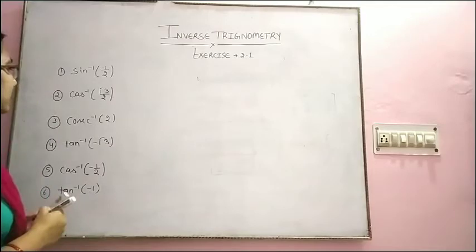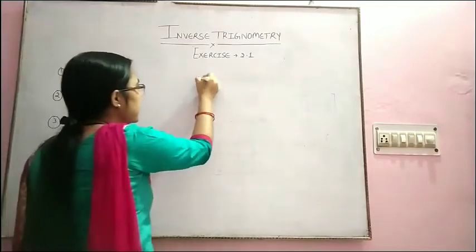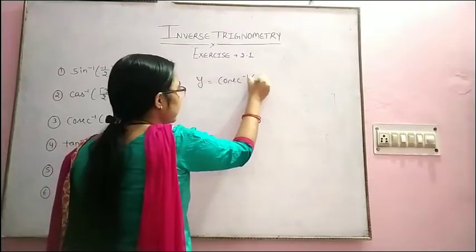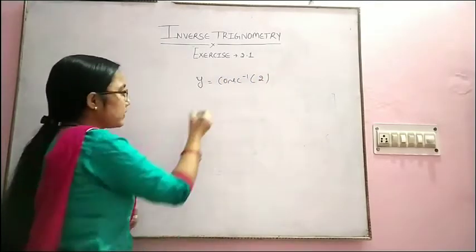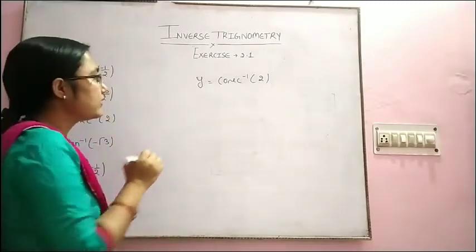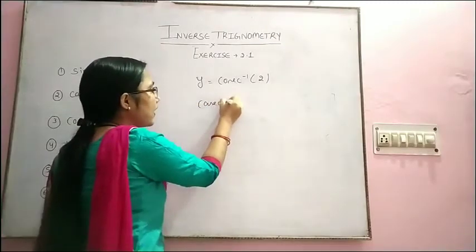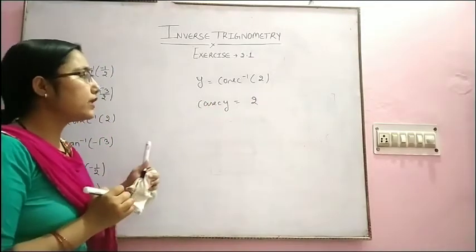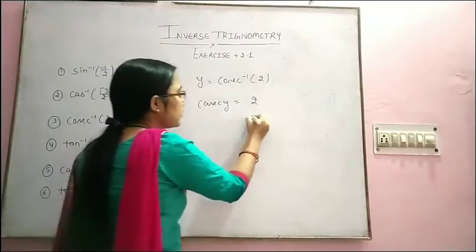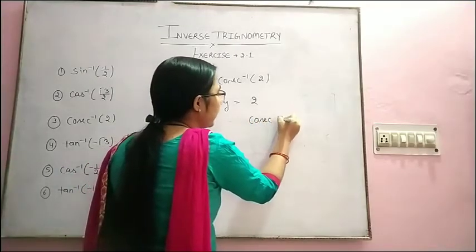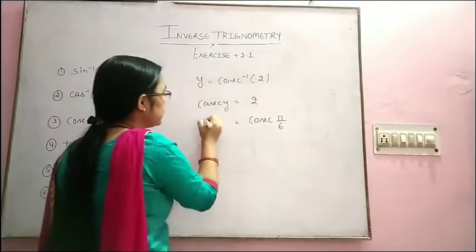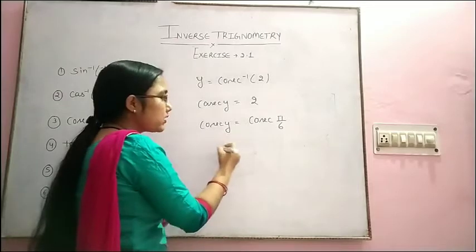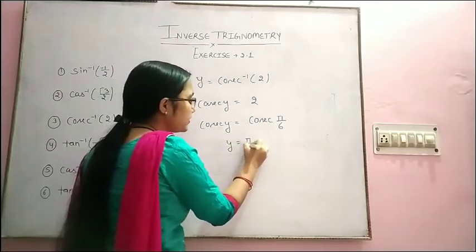Next question, cosec inverse 2. Same process we followed. Let y equal cosec inverse 2. Then operate on both sides by cosec. We get cosec y equals 2. And 2, in terms of cosec, is cosec pi by 6. This is cosec y. By comparing both sides, we get y equals pi by 6.